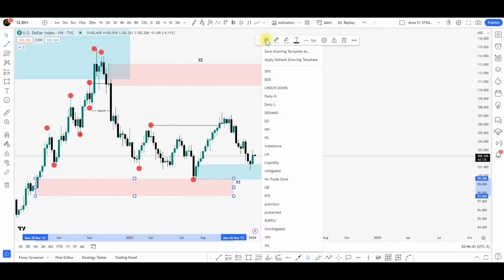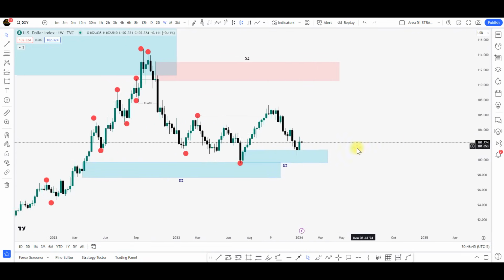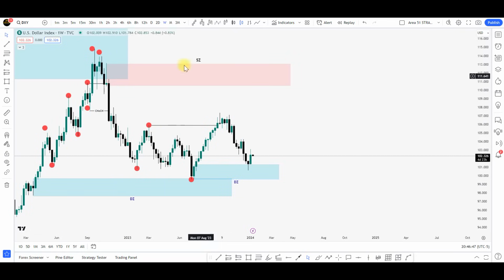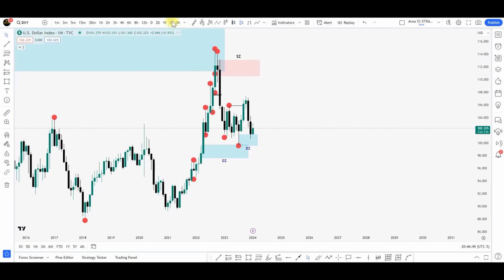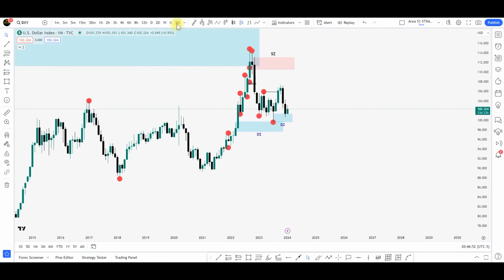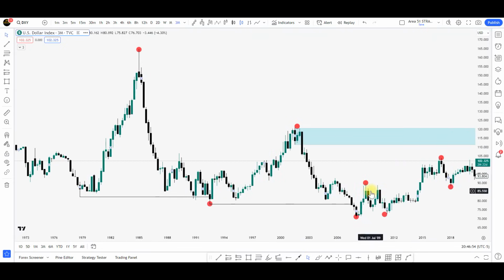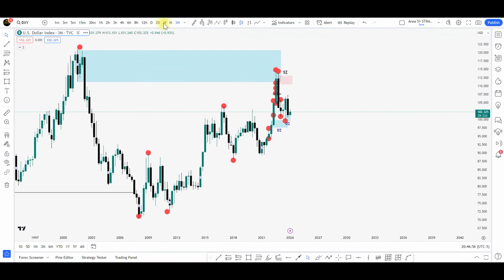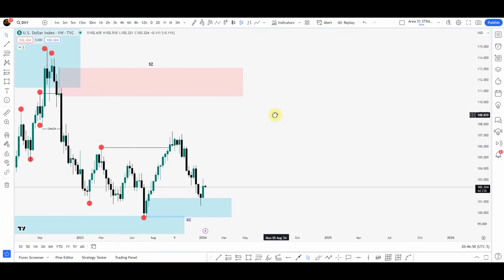There was a higher time frame demand zone right here. And we can see that price is tapping on a higher time frame demand zone because we're looking for the price to continue to the downside, because we are in a bearish momentum on the higher time frame. Remember that, okay? All right.